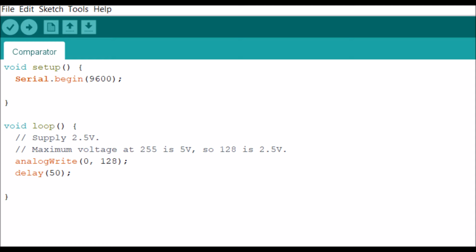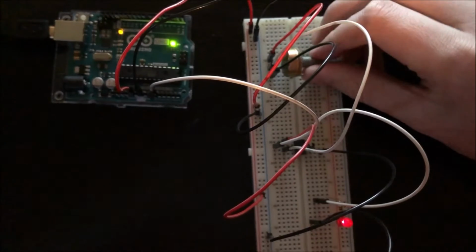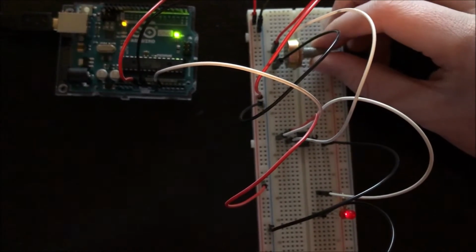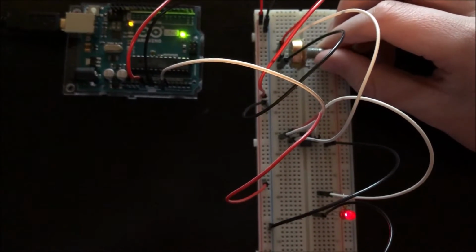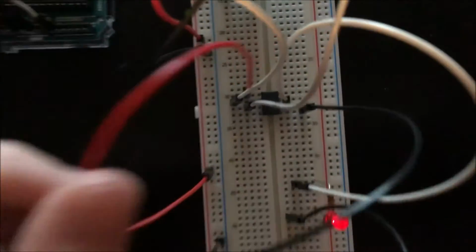The Arduino sketch for the comparator circuit supplies 2.5 volts to the inverting input. As the potentiometer causes the voltage range to change, the LED gradually shifts brightness.